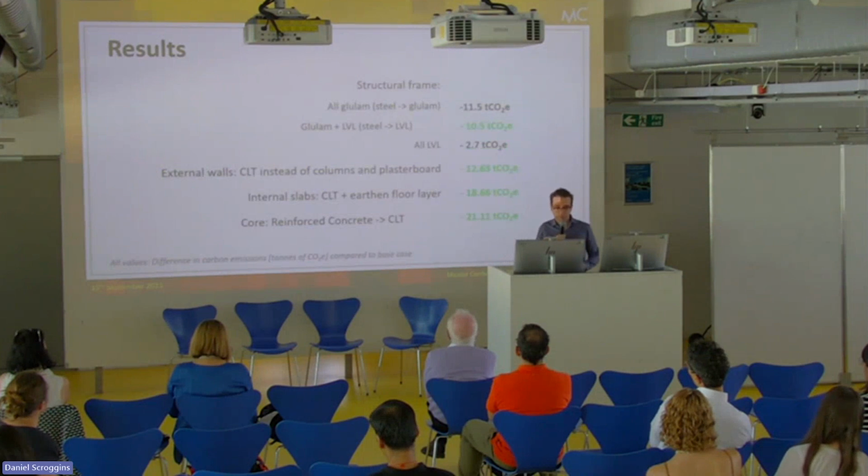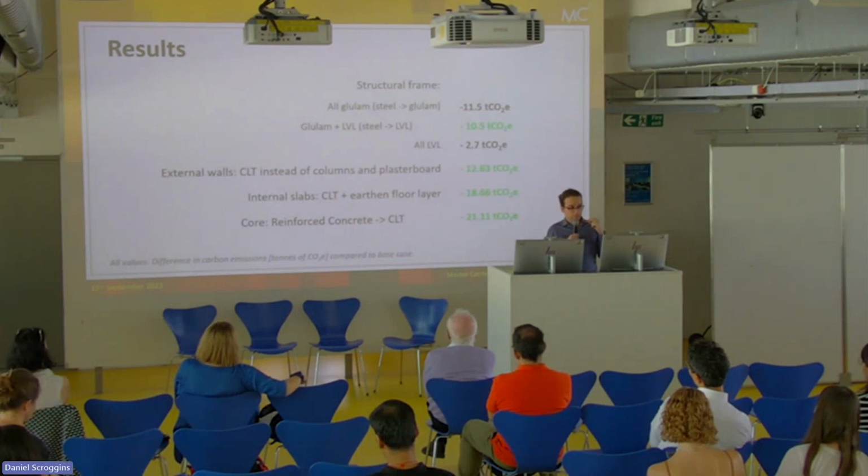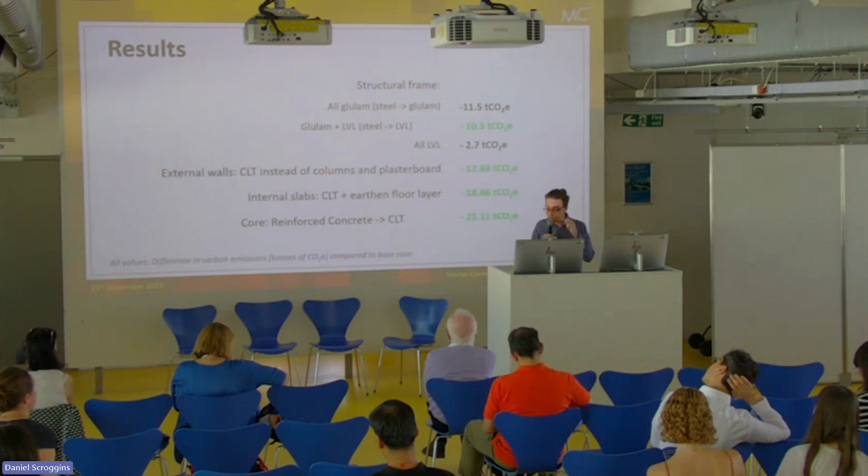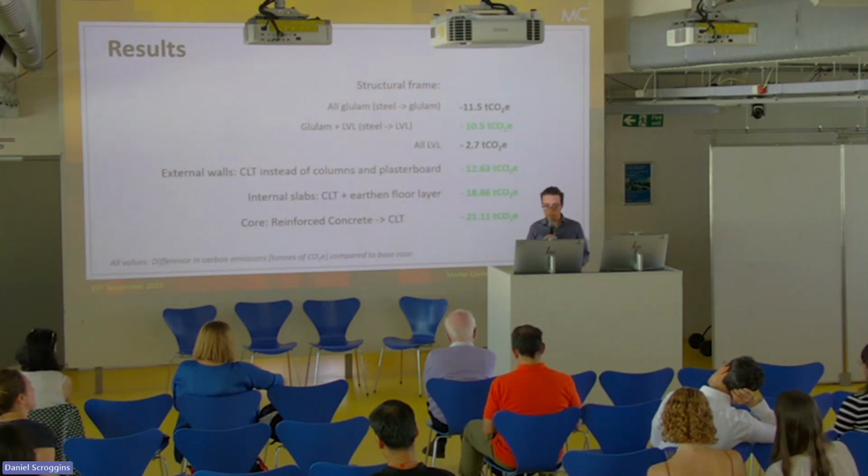So the results show that in this case, the carbon savings can be obtained. Here, the glulam product chosen for this specific product was so carbon efficient that any LVL solution would have had actually higher embodied carbon.